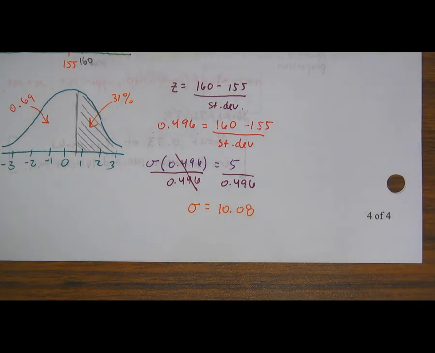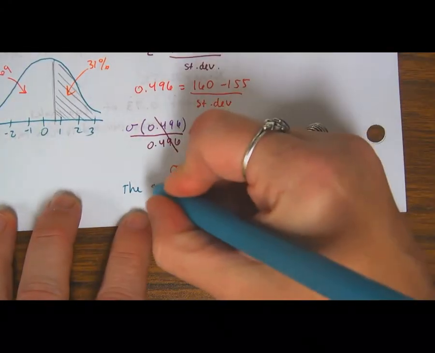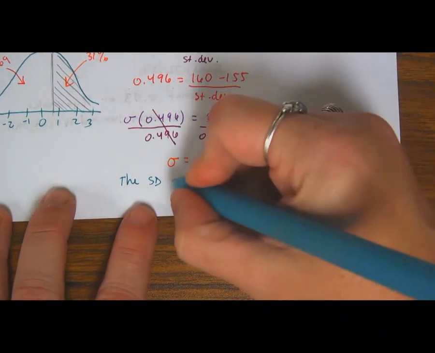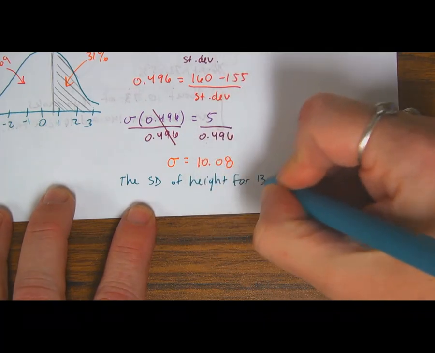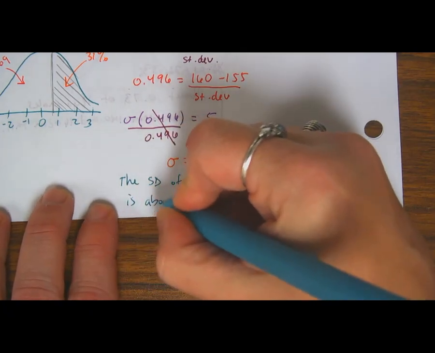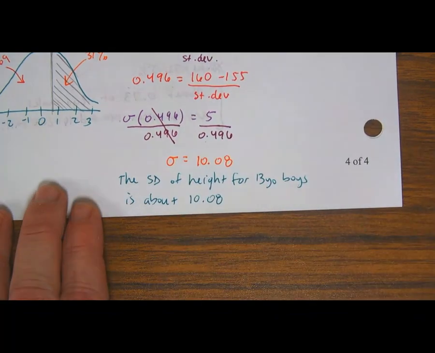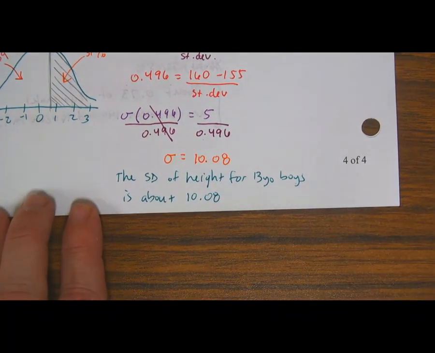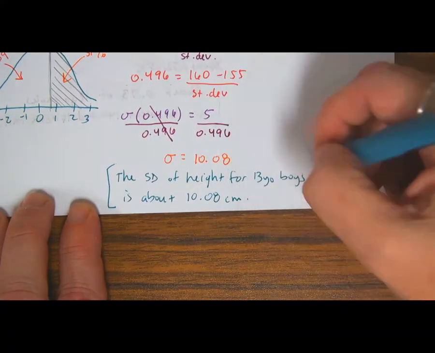Does anybody need me to show you that? So, the standard deviation of height for 13-year-old boys is about 10.08. Oh, you're going to get dinged if you don't put it in context with units. What are the units? Centimeters.